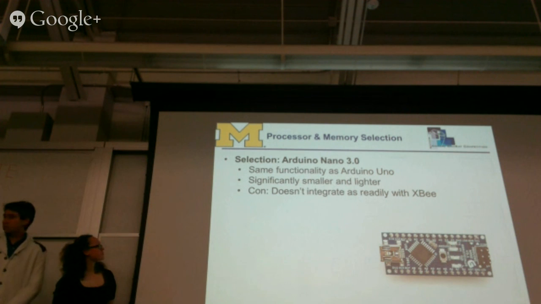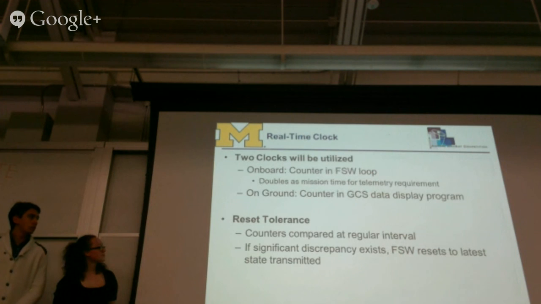One con, and this really affects more just the testing of the design and the final product, is that it's a little bit harder to integrate. You can't use the shield like with the Uno, which just makes it easier to work with at this stage.